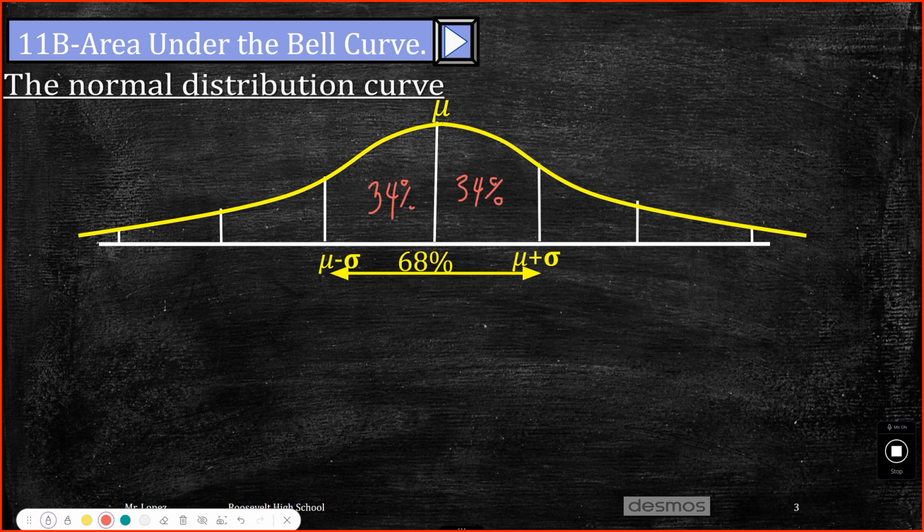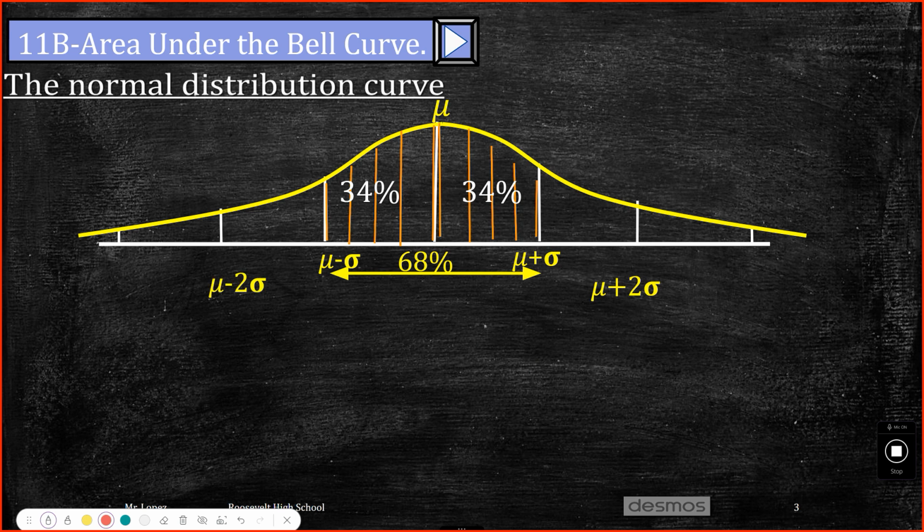Two standard deviations from the mean is going to be 95% of people. Two standard deviations from the mean, 95% of people fall within there. Okay?